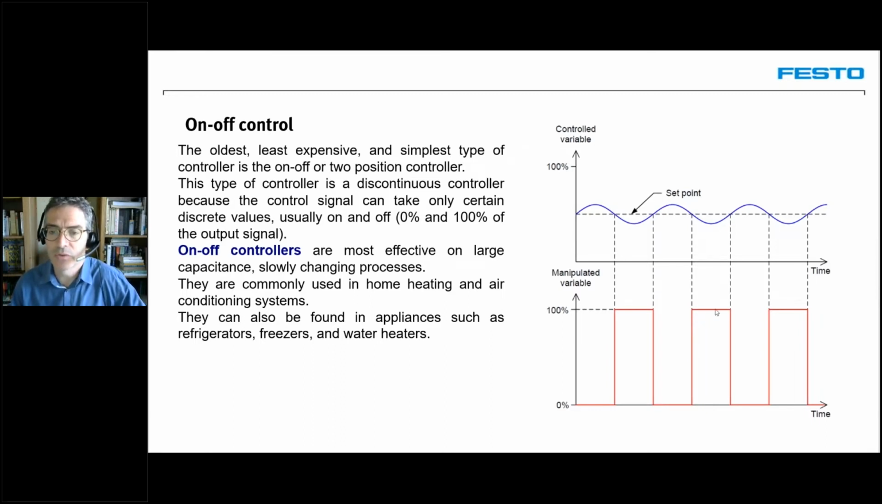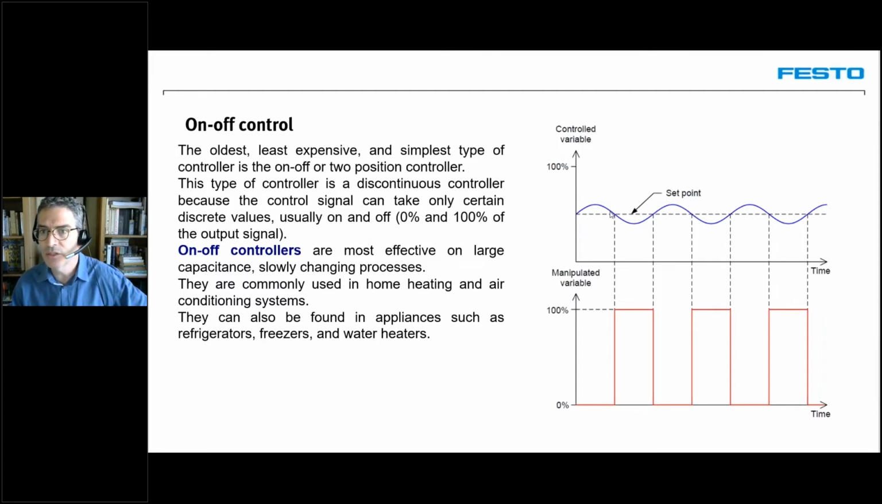Of course, this type of control is typically not used with a pump. It will be used for a process where we have a large capacity that really changes slowly, as you can see here, large capacitance, slowly changing processes. Typically we will find that in heating processes. For example, in a kitchen oven, that's exactly what happens. We either send full current to the heating elements to heat up the oven, or we shut them off and then the oven cools down.